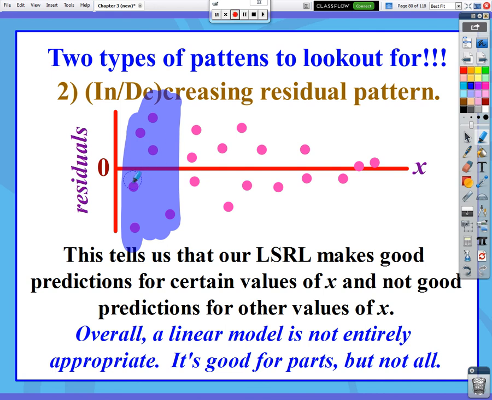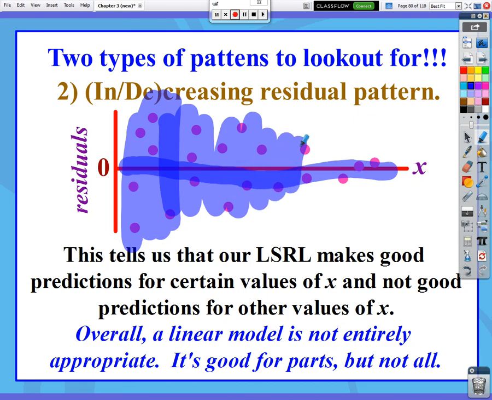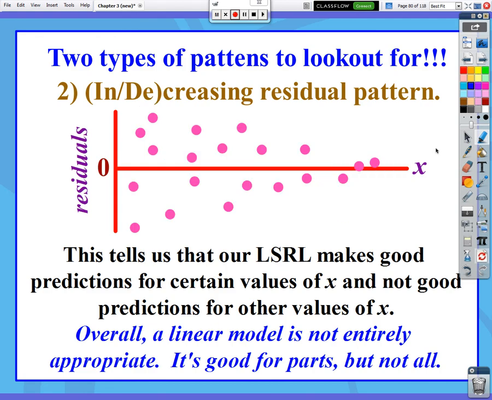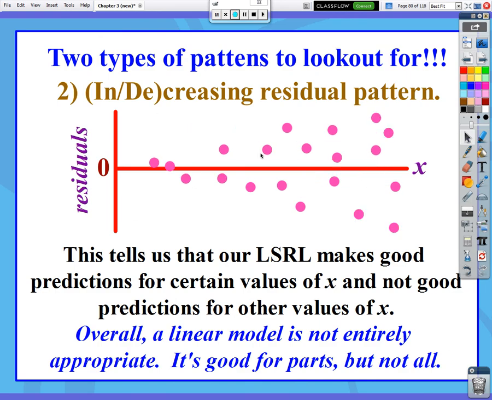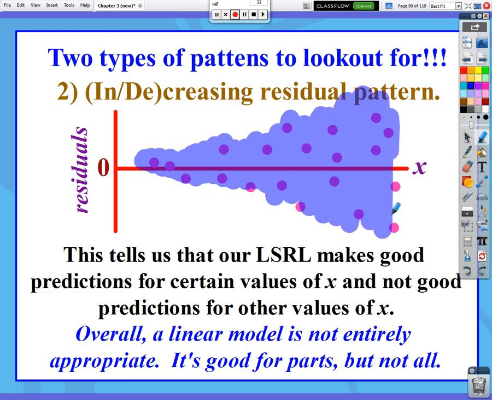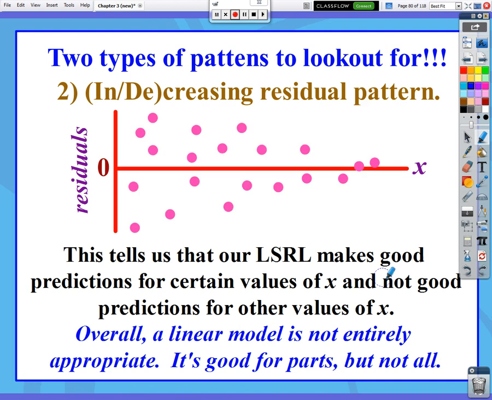And as the values of x increase, we start to notice that those residuals, the amount of error that we're off by, start to get smaller and smaller and smaller. Now, this would be what I would call the decreasing residual pattern, where as x gets larger, our residuals get smaller, but it could be flipped around this way, where for smaller values of x, we have very little error, but as x gets larger and larger, our predictions start to become more unpredictable. So be on the lookout for one of those patterns.